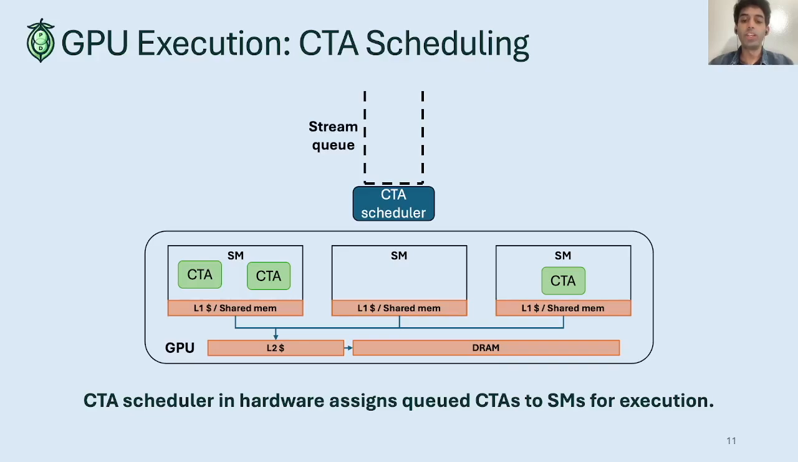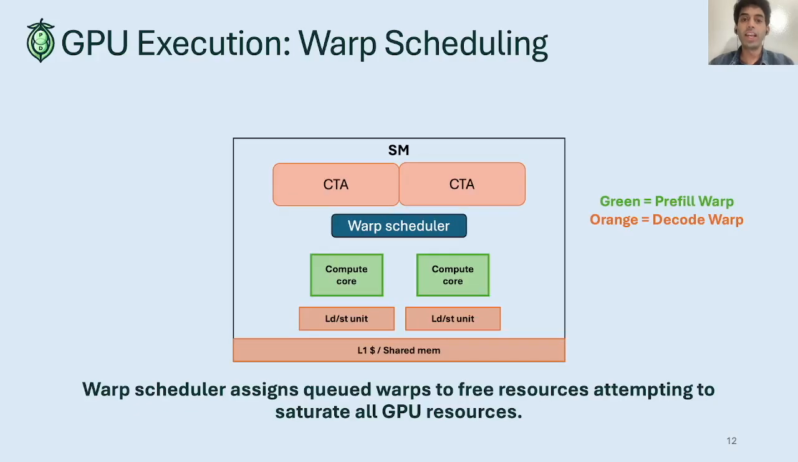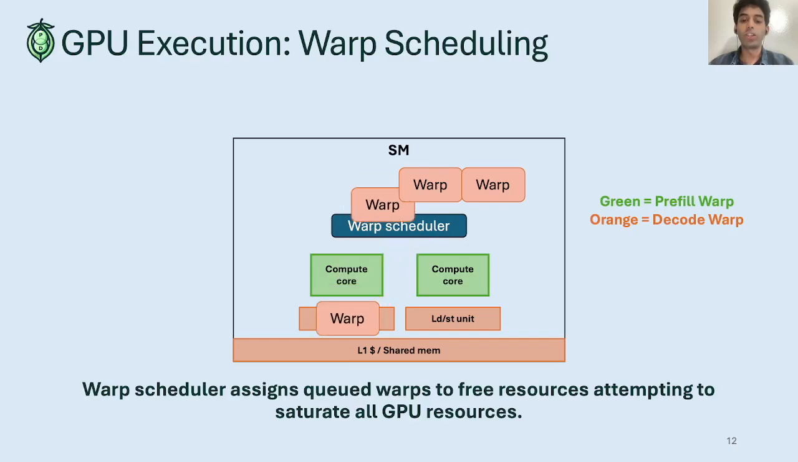The SM is analogous to a CPU multiprocessor. In modern GPUs, each SM holds around 1 to 8 CTAs, and for the attention kernels we analyzed, each SM had up to 2 CTAs. Inside the SM, these CTAs are divided into warps, which are groups of 32 threads which execute in lockstep. In the figure, we look at the warps of a decode kernel, which are memory bound, depicted with an orange color. A warp scheduler assigns queued warps to free resources every clock cycle. If possible, it attempts to saturate all the available resources.